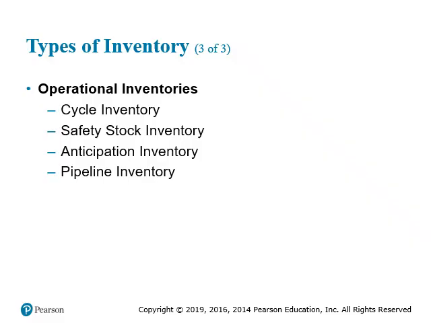Pipeline inventory is simply inventory that's generally, in a production setting, what we would call work in process, and it's simply necessary in order to operate your process. If you think about an assembly line, then you need something to work on at every station on that assembly line. We'd call it pipeline inventory.